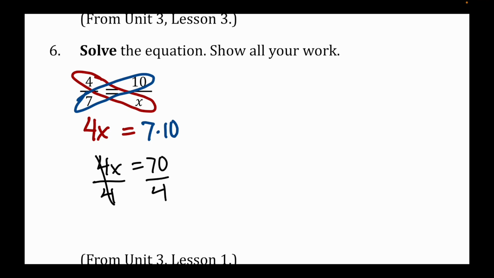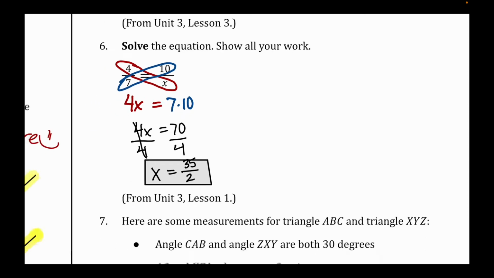Okay, so this would then be 4x equals 70, and we would divide both sides here by 4. That leaves us with x equals 70/4. We're going to reduce this as far as possible. It's only going to reduce by 2, so it'll be 35/2. And you can write this out as a decimal as well. That's fine, but I like to leave mine as fractions. So we're almost done here.